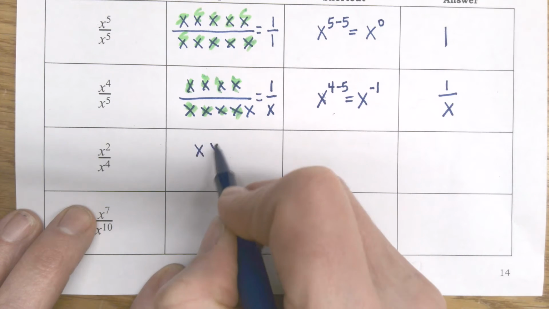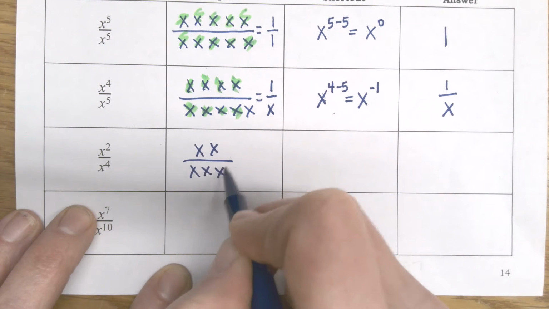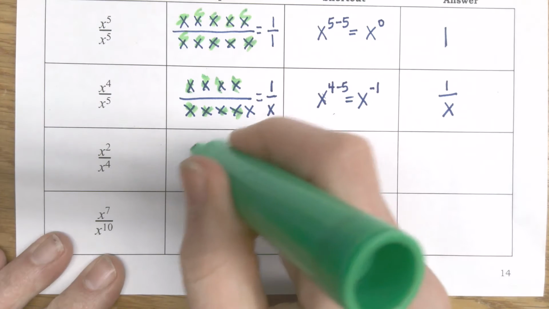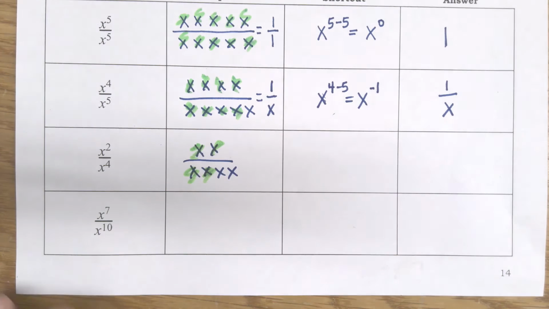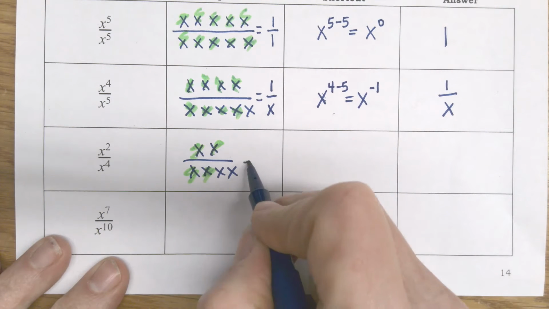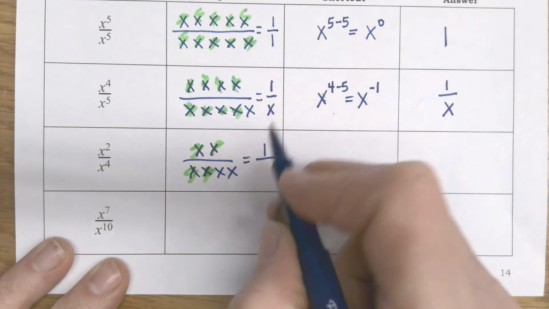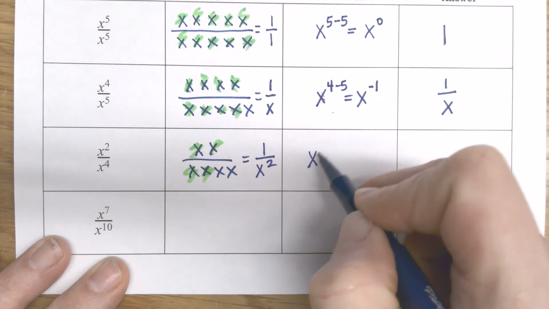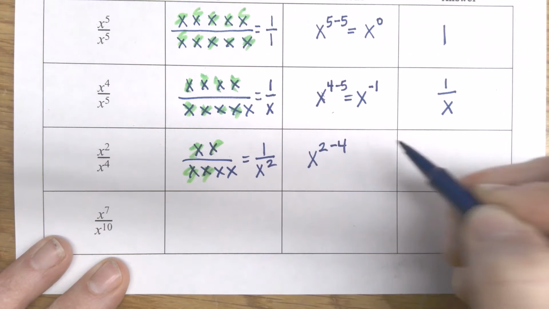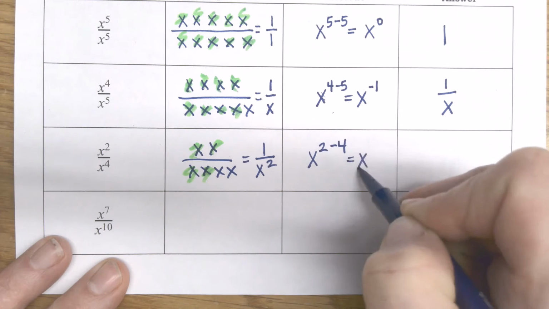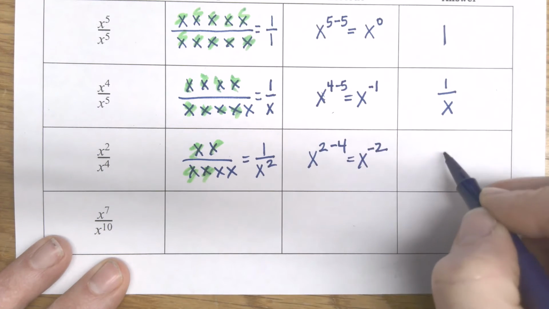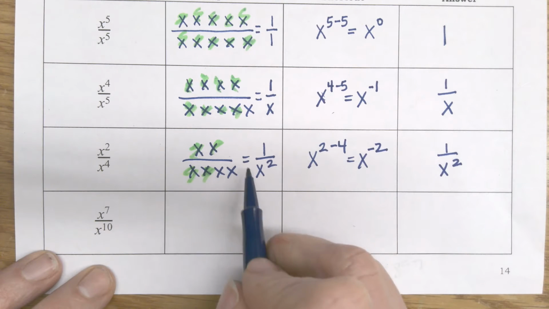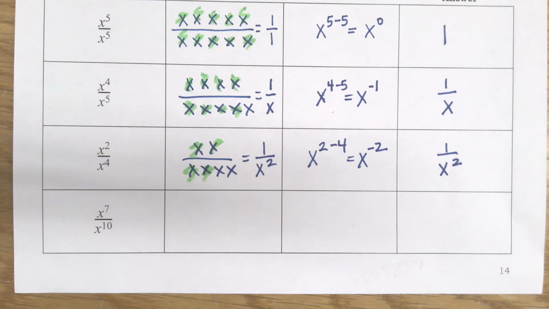So I'll do the next one. This is x, x on top, x, x, x, x on the bottom. Again, scribble off the top, scribble off the bottom. Keep in mind, if I cross everything off of one level, I replace it with a 1, and I have 2 x's left on the bottom. The shortcut is subtract them. That gives me x to the negative second, and the answer here is 1 over x squared.